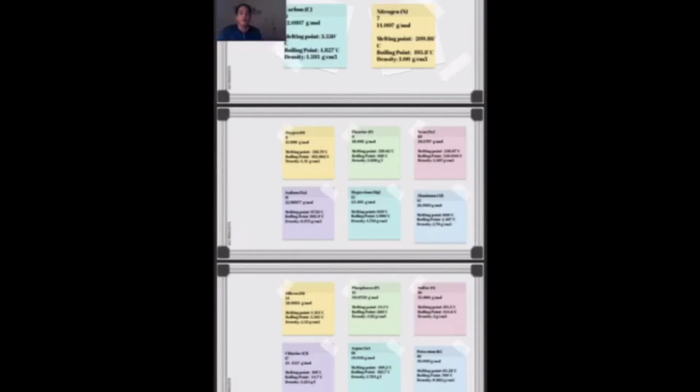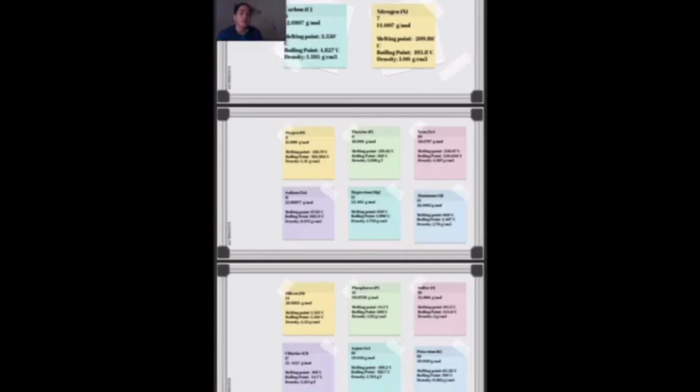Atomic number 8. Atomic mass 15.999 grams per mole. Melting point 218.79 degrees Celsius. Boiling point 182.962 degrees Celsius. Density 1.41 grams per cm3.